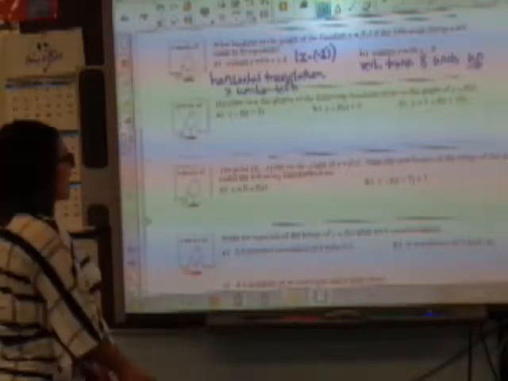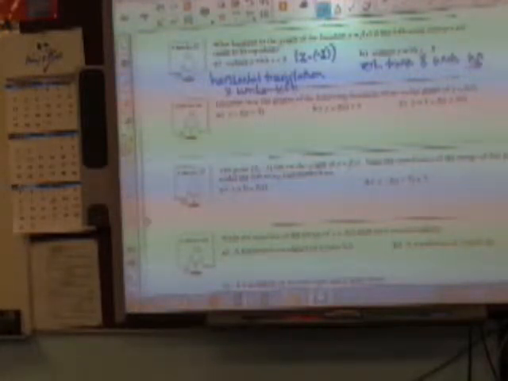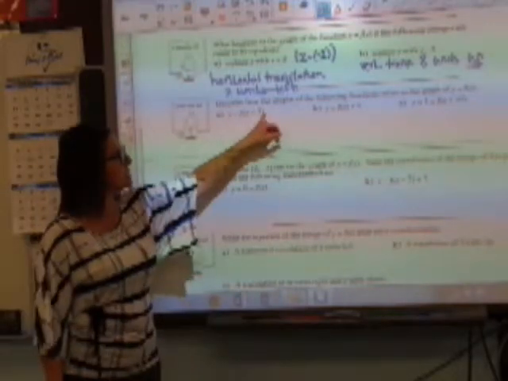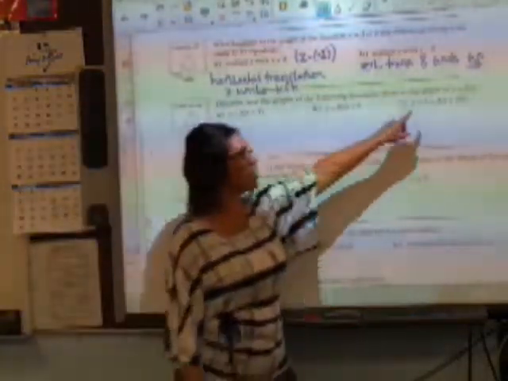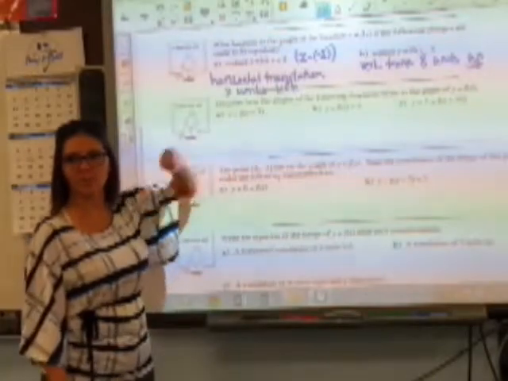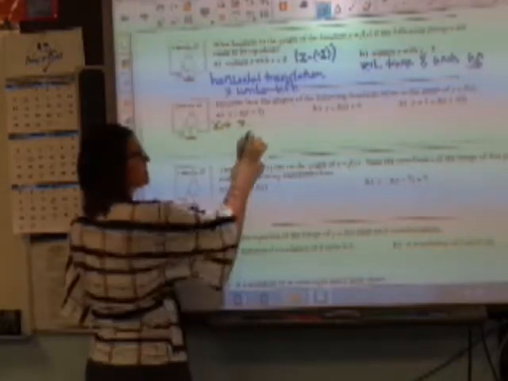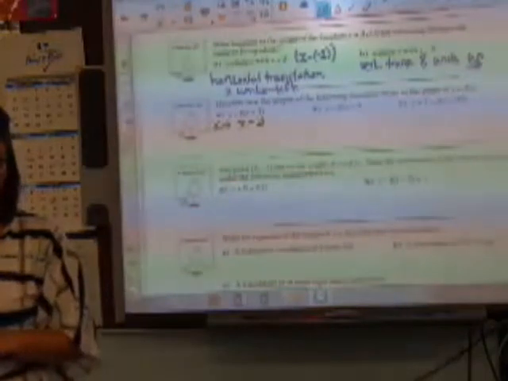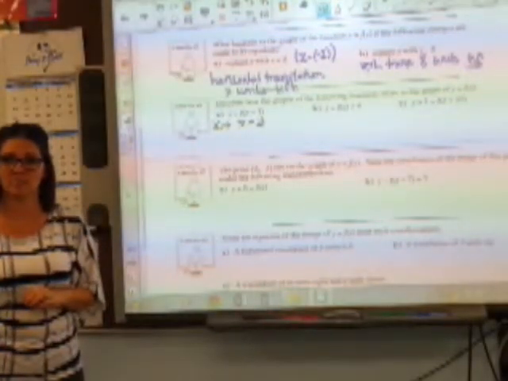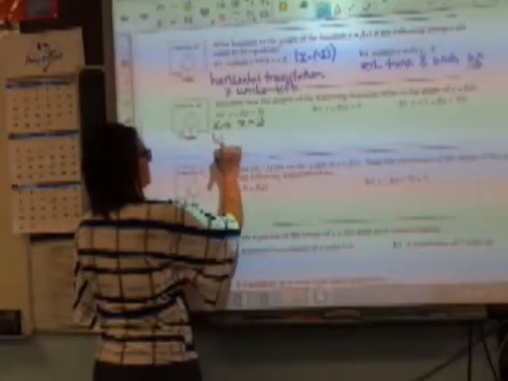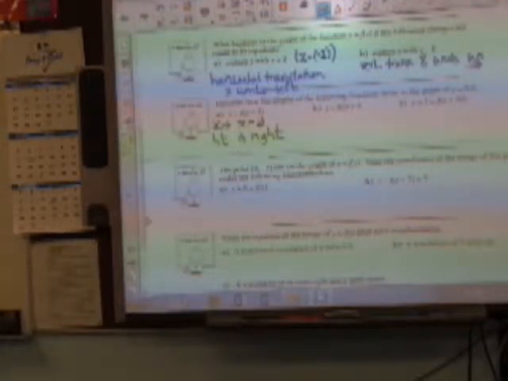So if I look at class example number 2, describe how the graphs of the following functions relate to the graph of y equals f of x. So what is my replacement? What did I change from the original function of f of x to this new function? I replaced x with what? X minus 3. So this tells me I have a translation of what? Horizontal translation of 3 units right. And I'll start abbreviating things so that it's shorter to write.